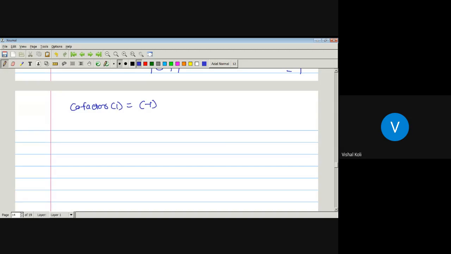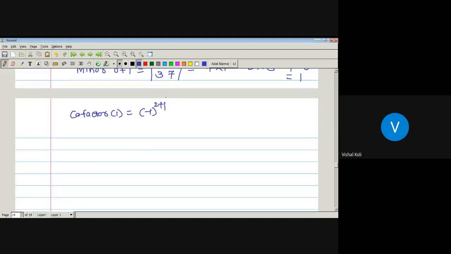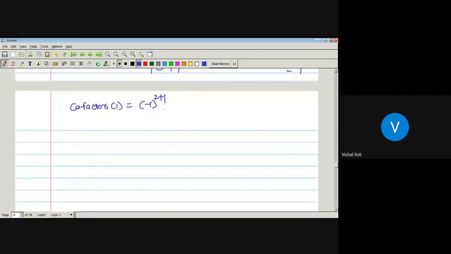It is present in second row and first column. So it is 2 plus 1 into its minor. Its minor will be 2. It is equal to minus 1 to the power 2 plus 1, 3. Minus 1 to the power 3 is minus of 1 into 2, which is equal to minus 2.